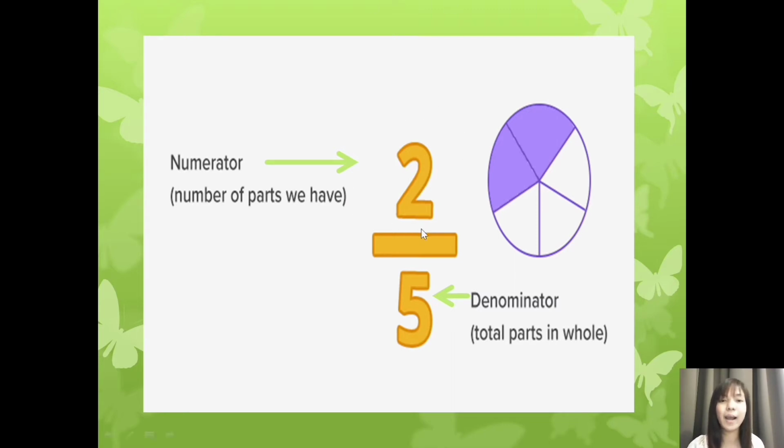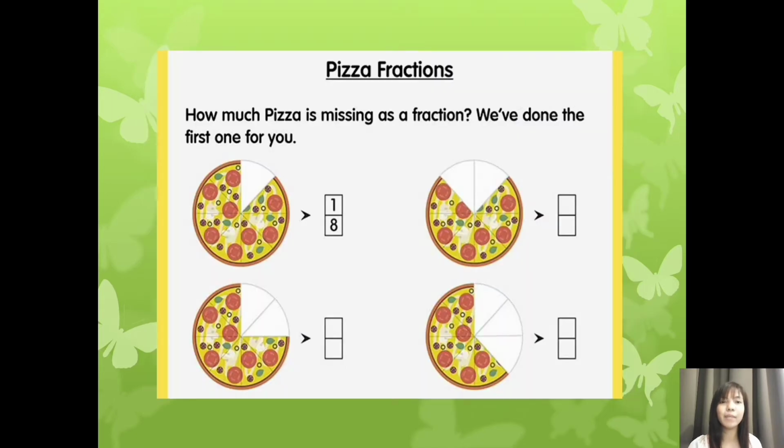So again, we have the numerator, and then we have here the lower part number, the denominator. It's really important that you know which is the numerator and which is the denominator, because we need to compare the fractions later on. So let's go further. I have here an example, just a practice. Pizza fractions. We have here pizzas.